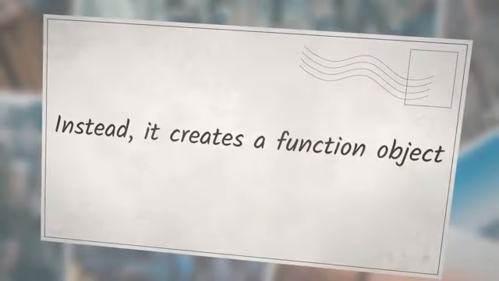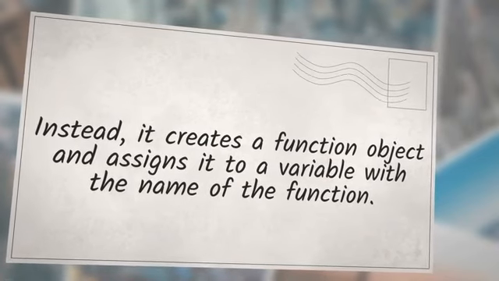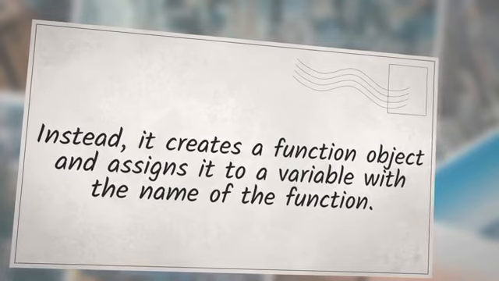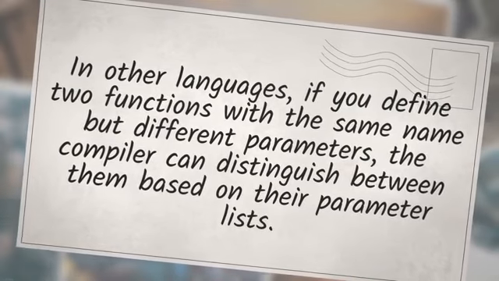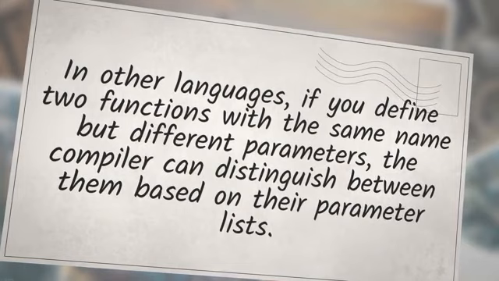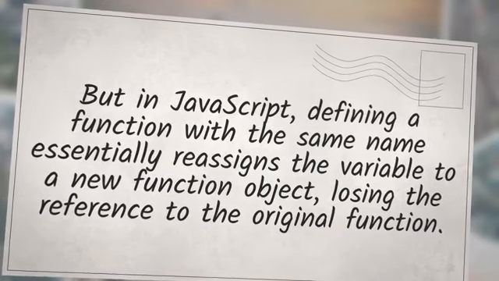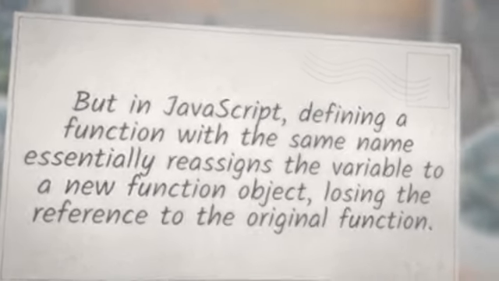When you define a function, JavaScript does not associate the function's body with its name and parameters. Instead, it creates a function object and assigns it to a variable with the name of the function. In other languages, if you define two functions with the same name but different parameters, the compiler can distinguish between them based on their parameter lists. But in JavaScript, defining a function with the same name essentially reassigns the variable to a new function object, losing the reference to the original function.